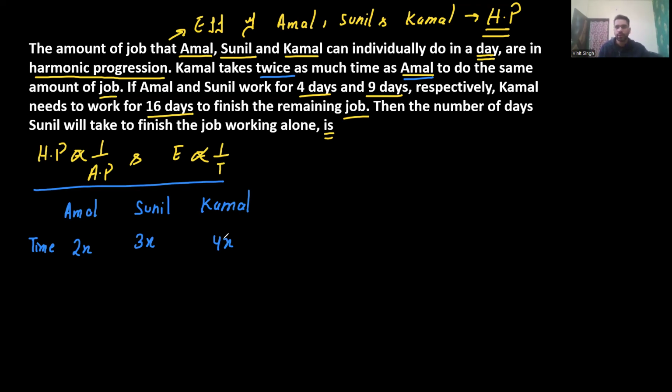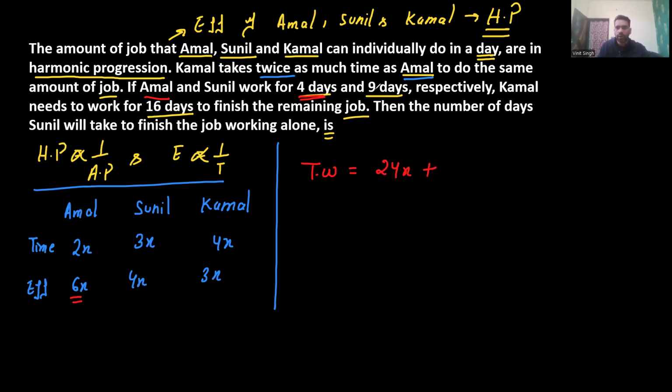If the time is in AP, then the efficiency, since they are doing the same work, the efficiency ratio will be 6x, 4x and 3x. Now the total work done: Amal works for 4 days and the efficiency of Amal is 6x. The total work done is 24x.